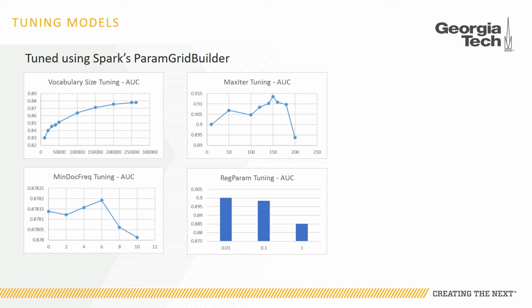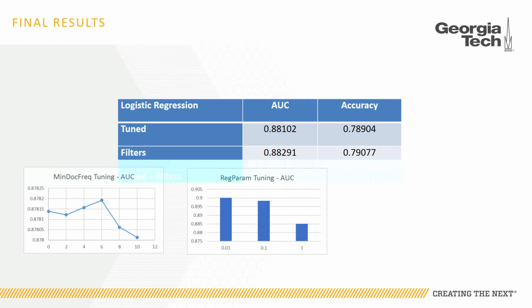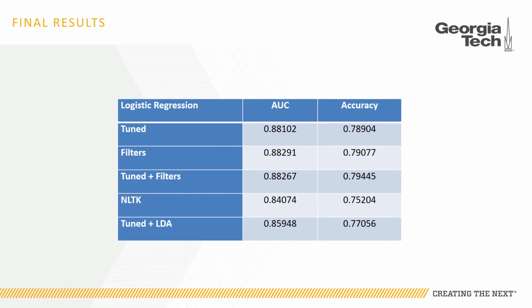We further tuned the feature selection and logistic regression model using Spark's built-in param grid builder, which allows us to explore the hyperparameter search space. The evaluation criteria is area under the curve. Finally, we get the results. The table shows the various tweaks we did to try to get the best AUC and accuracy.